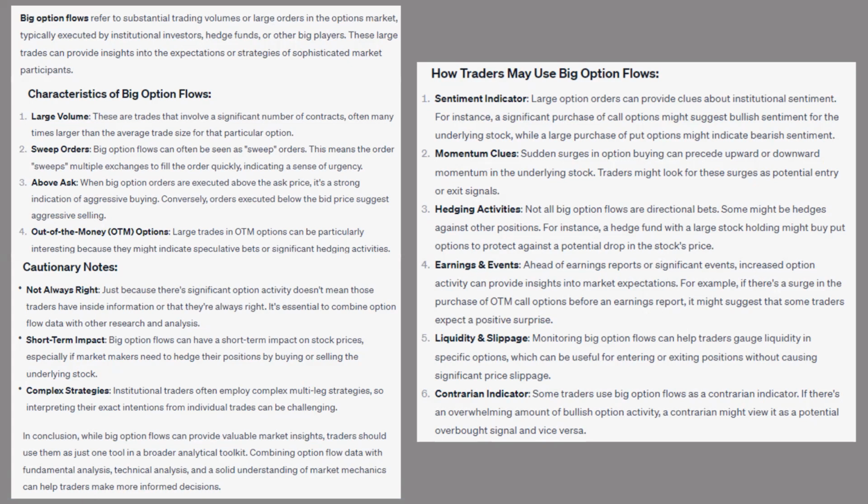Then you've got liquidity and slippage. So monitoring big option flows can help traders gauge liquidity in specific options, which can be useful for entering or exiting positions without causing significant price slippage.